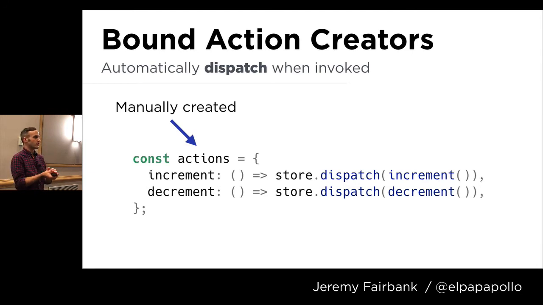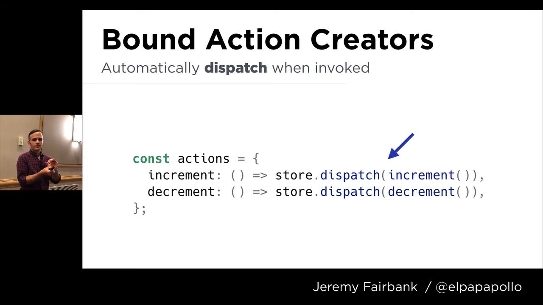In a separate file where we create the store, we could pull in all of our action creators and we could export an object, actions, that contains each of those action creators. But each of them now is a closure that has a reference to store.dispatch. So you see here now, we create the action and we automatically dispatch it.